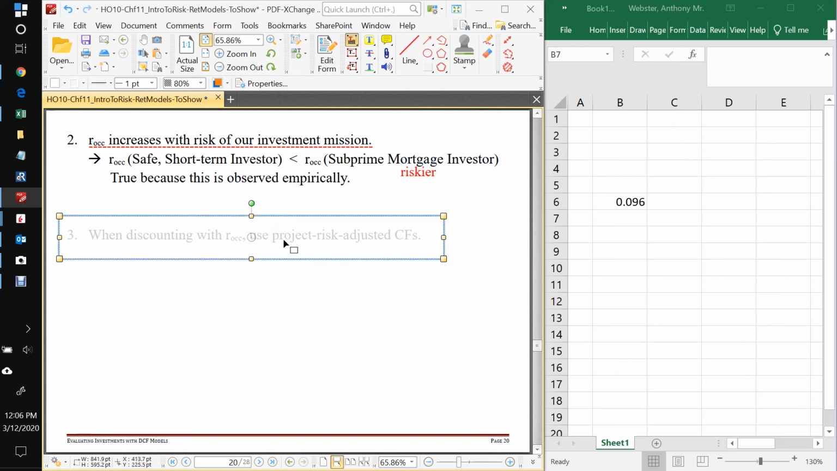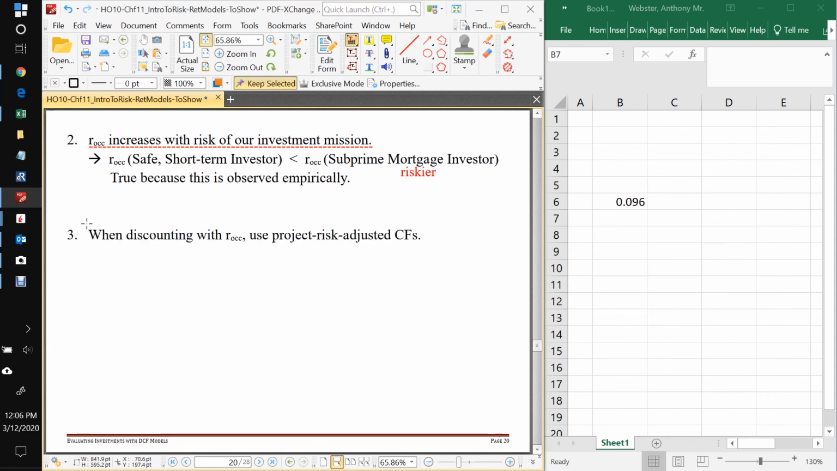Okay, and the third thing to remember is just a reminder: when we're discounting, using those discounting equations with our opportunity cost of capital, we want to complement that with our project risk-adjusted cash flows. This ensures we don't miss any risks. And also, it conveniently ensures we're not double counting any risks.